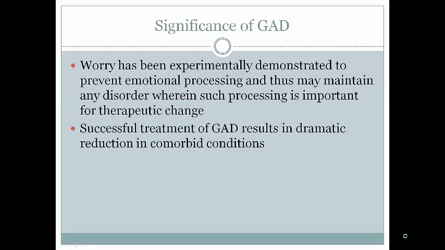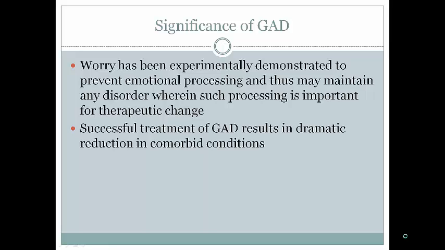So worry has been experimentally demonstrated to prevent emotional processing, and thus may maintain any disorder wherein such processing is important for therapeutic change. So once somebody has received successful treatment for GAD, there are huge declines in comorbid symptoms.